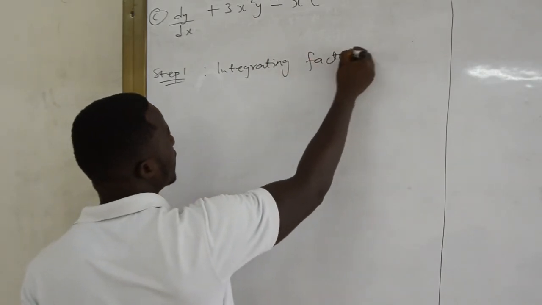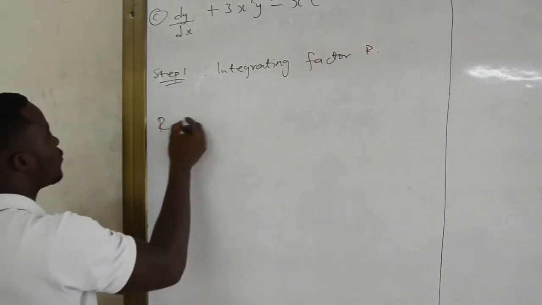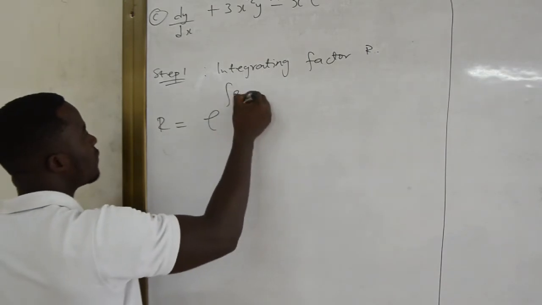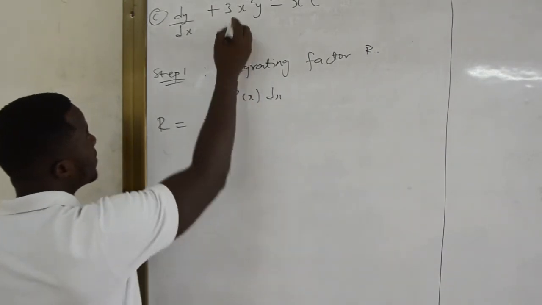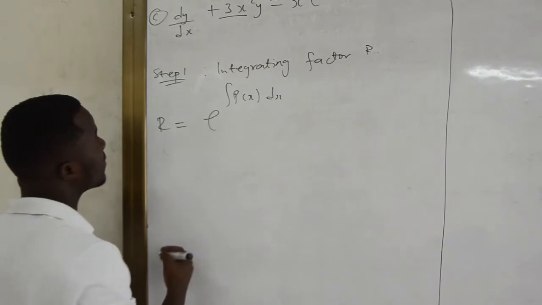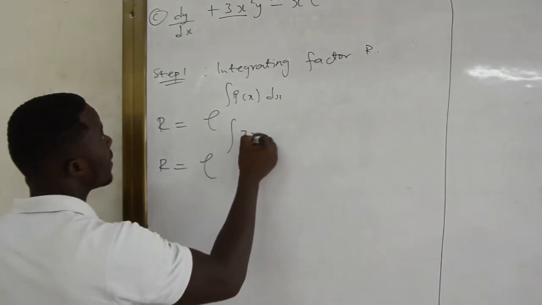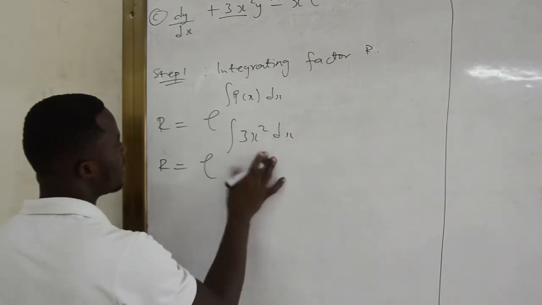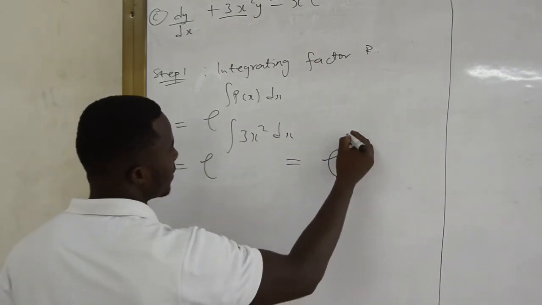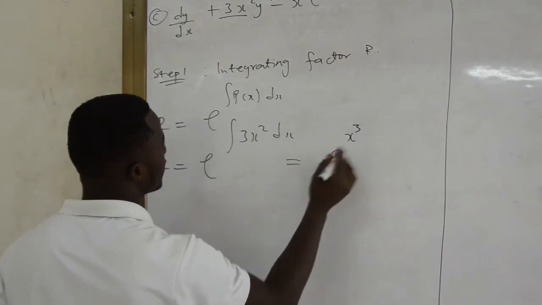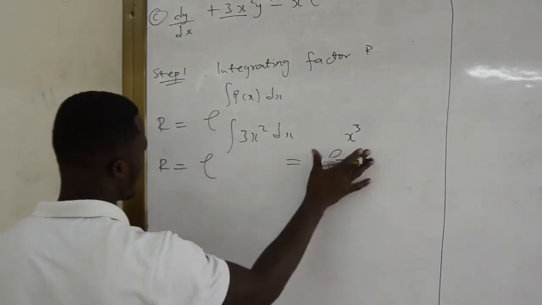Let's find our integrating factor r. We have r equal to e exponent integral of p of x dx. Per this question, I can see that my p of x will be 3x squared. Therefore, r is equal to e exponent integral of 3x squared dx. When I integrate this, I'll get e exponent x to the power of 3 divided by 3. The 3 will cancel the 3, so we get x cubed.